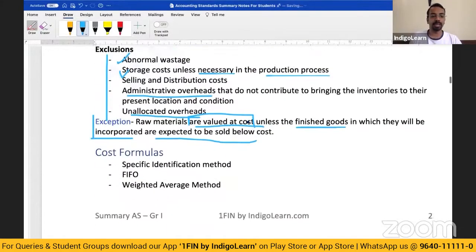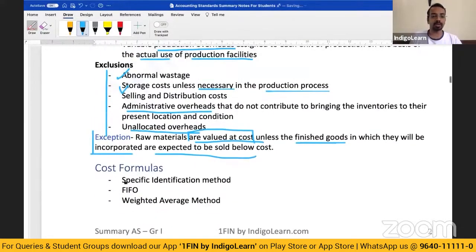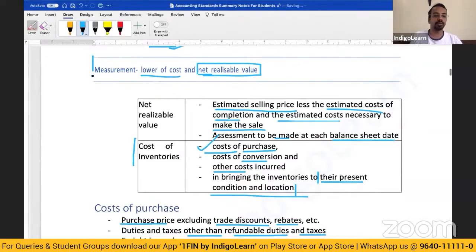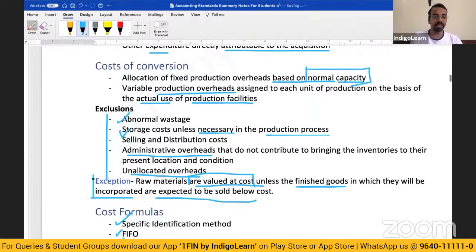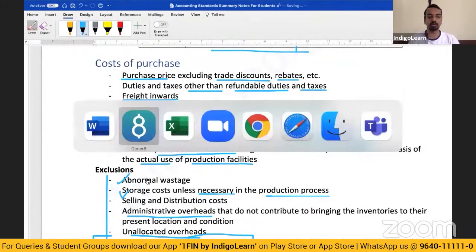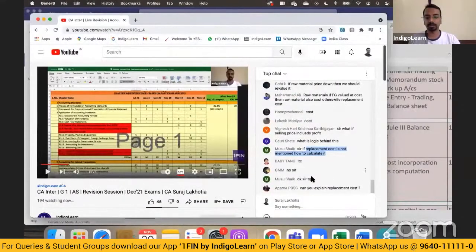Okay. Then the standard prescribes cost formulas. It can be specific identification method if you can specifically identify the cost of inventory, or generally we use FIFO or weighted average. LIFO is not allowed as per Accounting Standard 2. Most likely from this standard, the question would be based on this principle of lower of cost and net realizable value, and the exception to that. Also, what is to be included in the cost, what is not to be included in the cost.